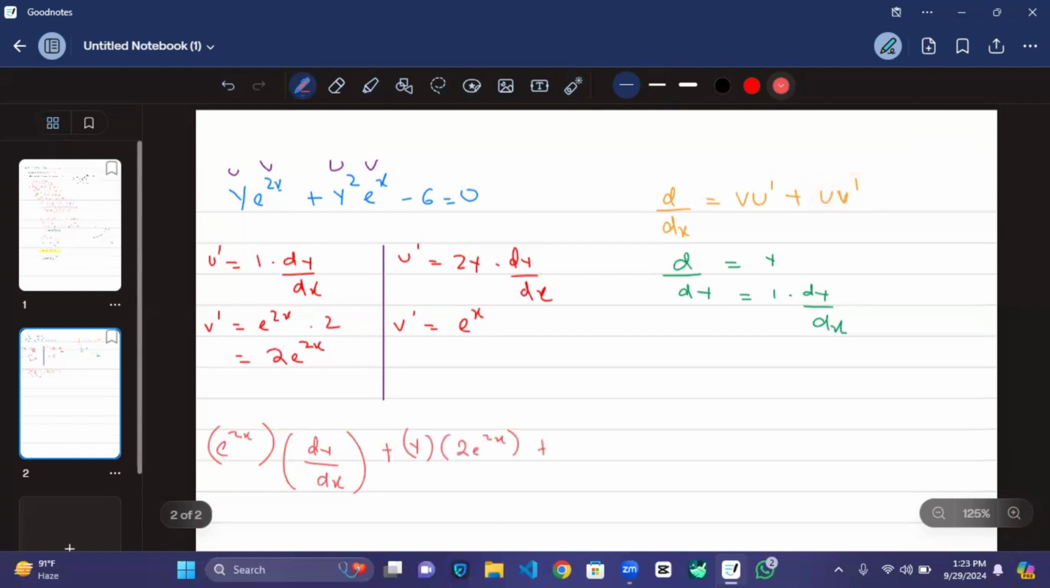Plus now let's apply this product rule formula for the other case. So for the second case, v is e to the power x. V u dash is 2y times dy over dx. V u dash plus u is y squared, and v dash is e to the power x, is equal to 0.